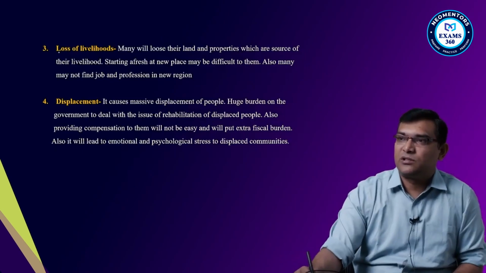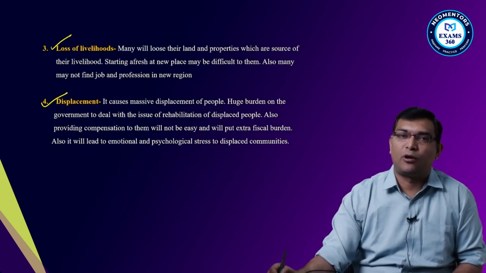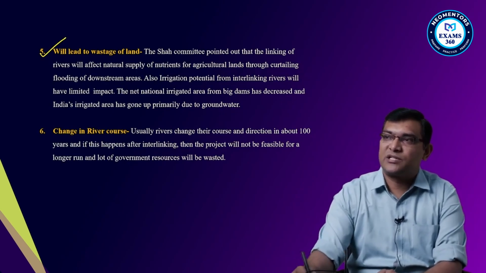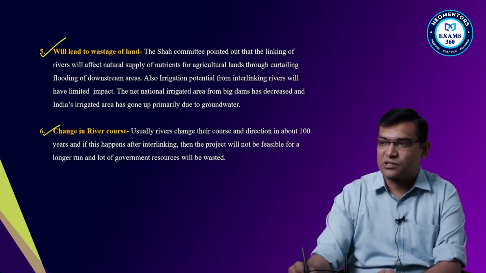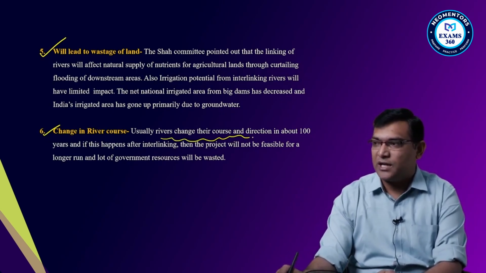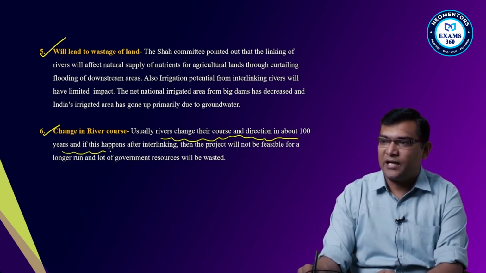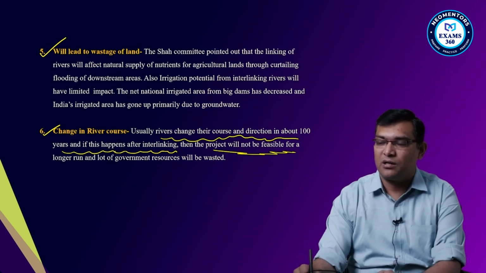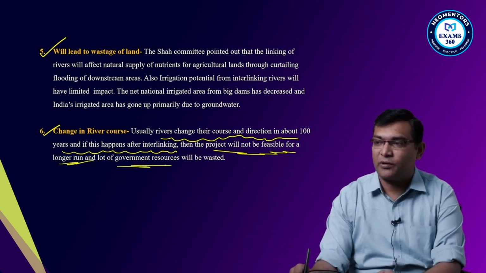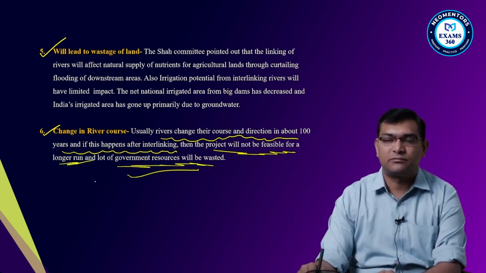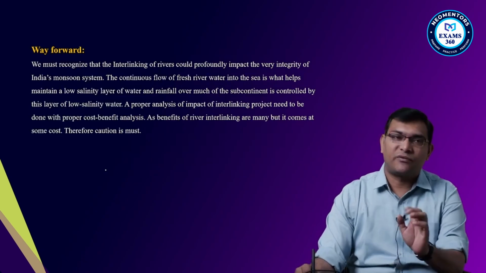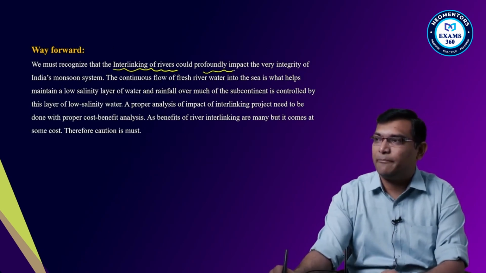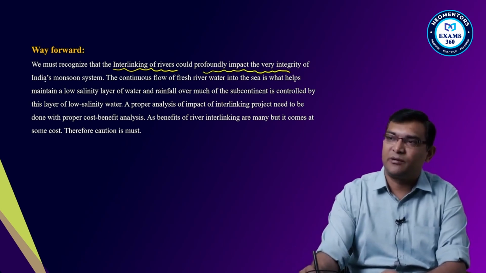Then loss of livelihood, and displacement of the people will also happen, right? Then it will lead to wastage of land and change in river courses. Usually rivers change their course and direction in about 100 years, and if this happens after linking, the project will not be feasible in the longer run and a lot of government resources will be wasted. Clear? Then what is the way forward? We must recognize that the interlinking of rivers could profoundly impact the integrity of the Indian monsoon.